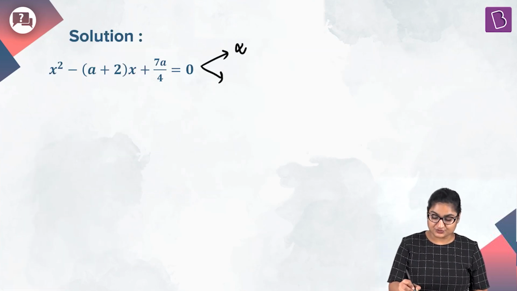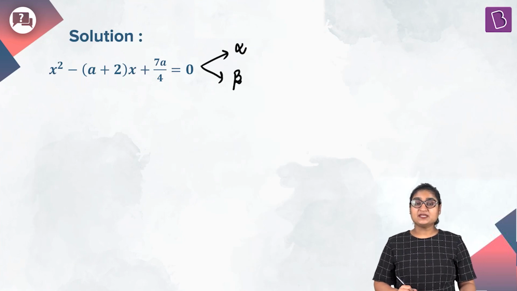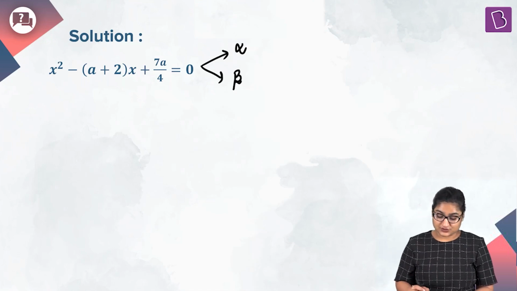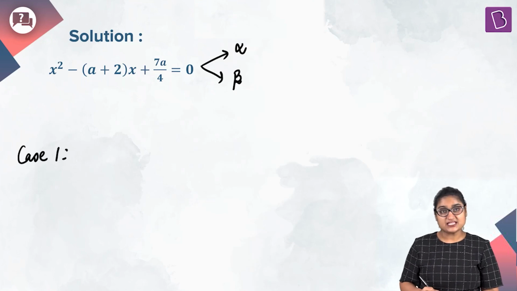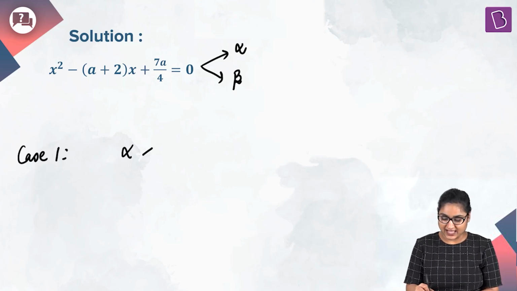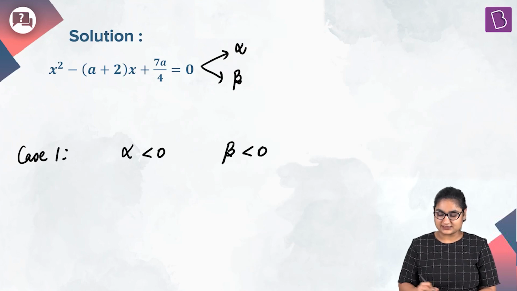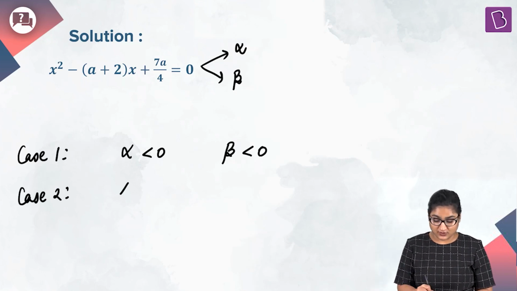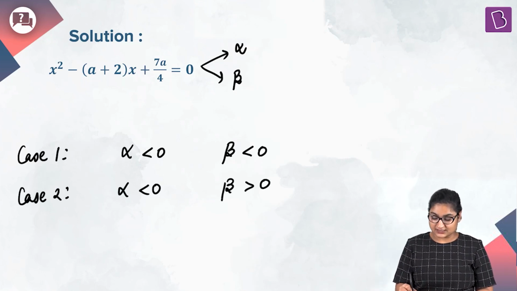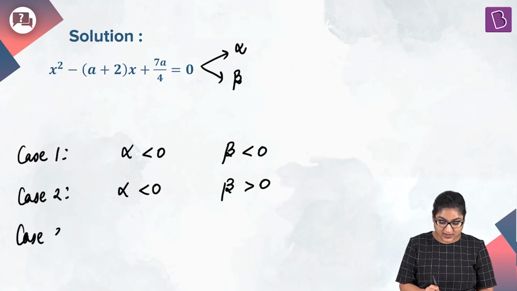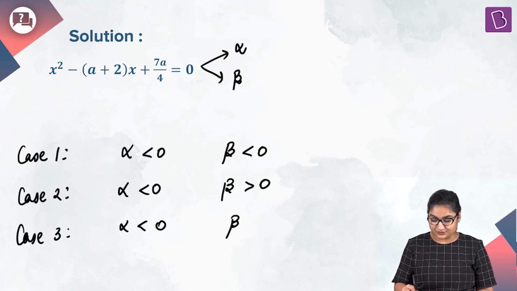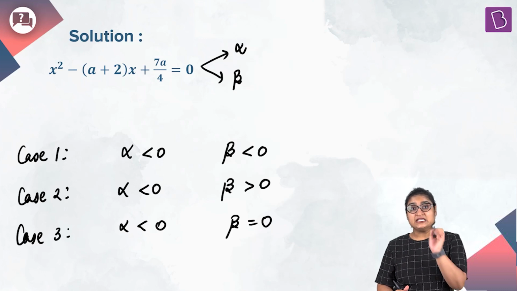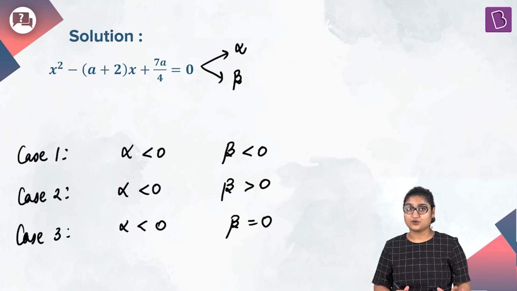If we assume it has two roots, alpha and beta, then it's been given that at least one root of the given quadratic equation is less than 0. So there are three possible cases here. Case 1 where both the roots are negative, that means alpha is less than 0 and beta is less than 0. Case 2 is when one root is negative and the other root is positive, so alpha is less than 0 and beta is greater than 0. Case 3 is when one root is negative and the other root is equal to 0. These are the three possible cases for at least one root being negative for the given quadratic equation.